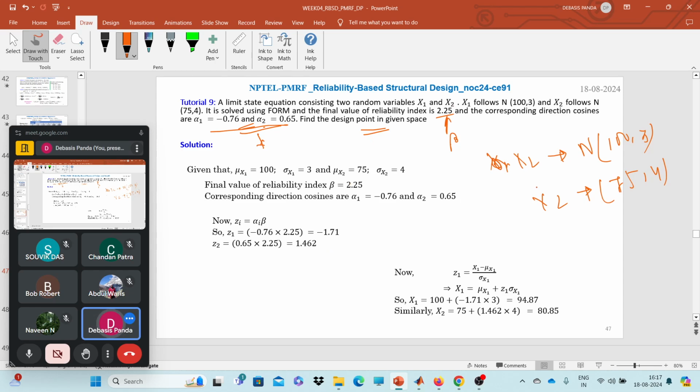That means you need to first find out z1 and z2. Then you need to convert z1 into x1 and z2 into x2. That is only your task. Can you do it?